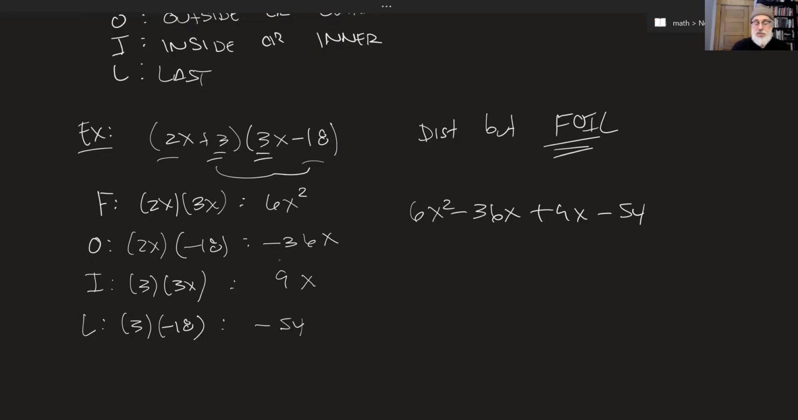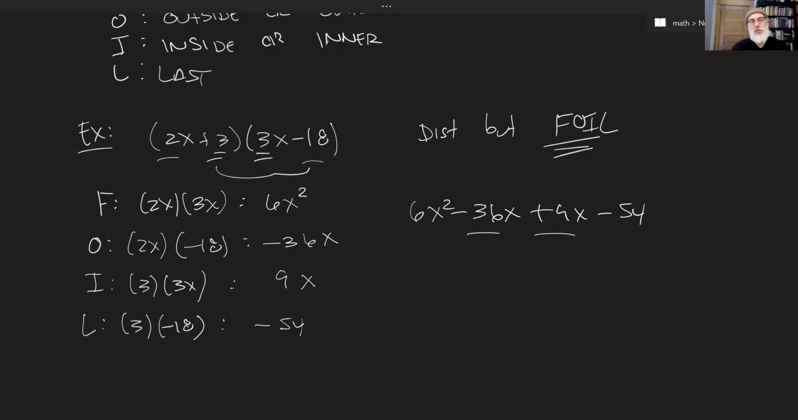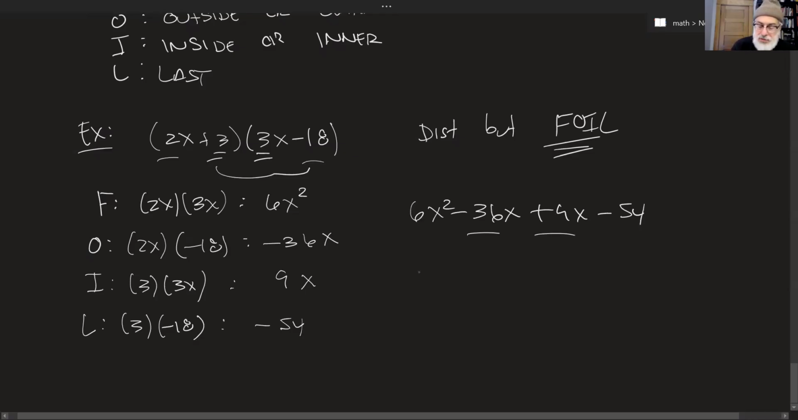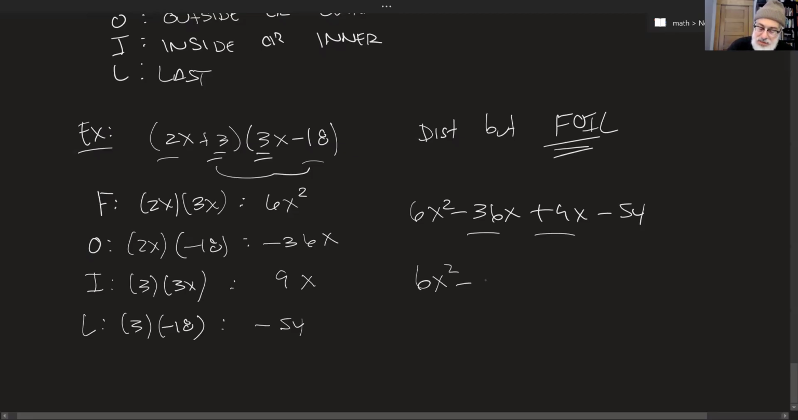Now we combine like terms. And the way this always works for FOIL is the outside and inside terms will always be like terms. The F and the L will always be single terms. There'll be nothing that we can combine. So you're always going to be adding and subtracting the inside outside terms. So negative 36 plus 9 is a negative 27x, and then the 54 stays out. So that's FOIL.